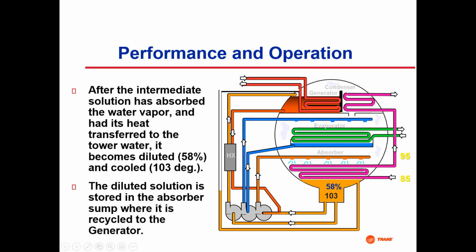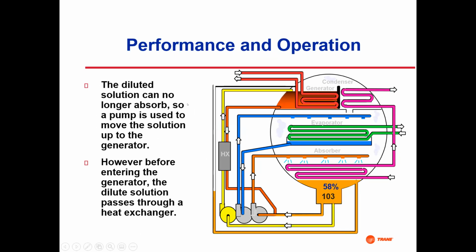Performance operation. After the intermediate solution has absorbed water vapor and had its heat transferred to the tower water, because remember that's exothermic, so that's going to give off some heat. It becomes dilute 58% and cooled to about 103, and so that's the temperature at the base of the sump at steady state full load. Dilute solution is stored in the absorber sump where it is recycled to the generator.